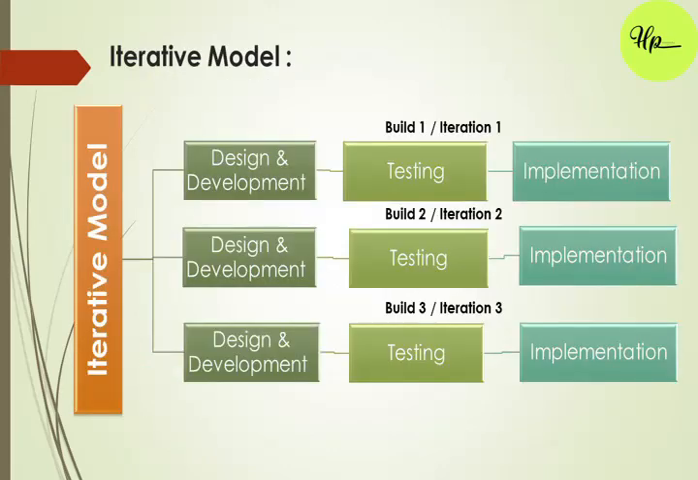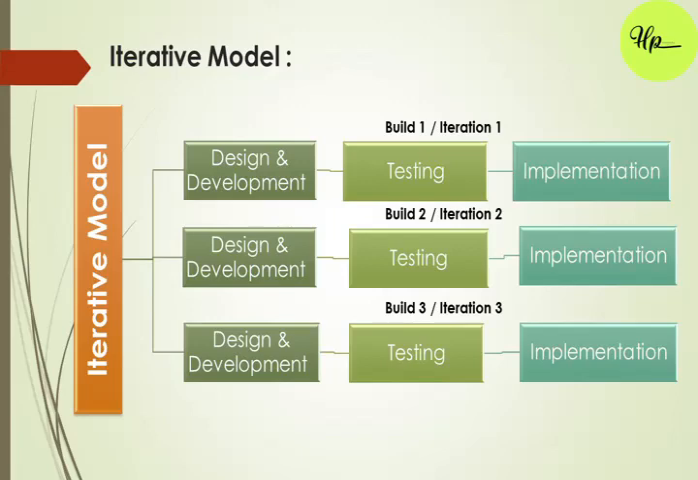Our next SDLC model is the iterative model. In the iterative model, the iterative process starts with a simple implementation of a small set of the software requirements, and iteratively enhances the evolving versions until the complete system is implemented and ready to be deployed. An iterative life cycle model does not attempt to start with a full specification of requirements. It starts with a simple implementation of a subset of the software requirements and iteratively enhances the evolving versions until the full system is implemented.